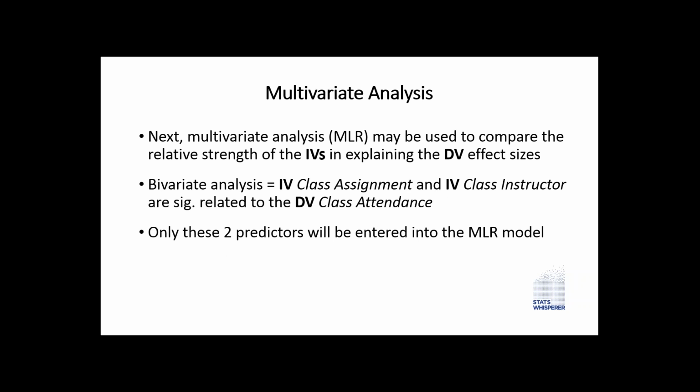So now we're going to go beyond where we left off with just the parametric testing. We're going to use multivariate analysis, the multiple linear regression, to test the relative strengths of the independent variables. We're going to go beyond the bivariates and find the strongest predictors. Since the only two significant ones at the bivariate level were class assignment and class instructor, those will be the only two in the linear regression model.